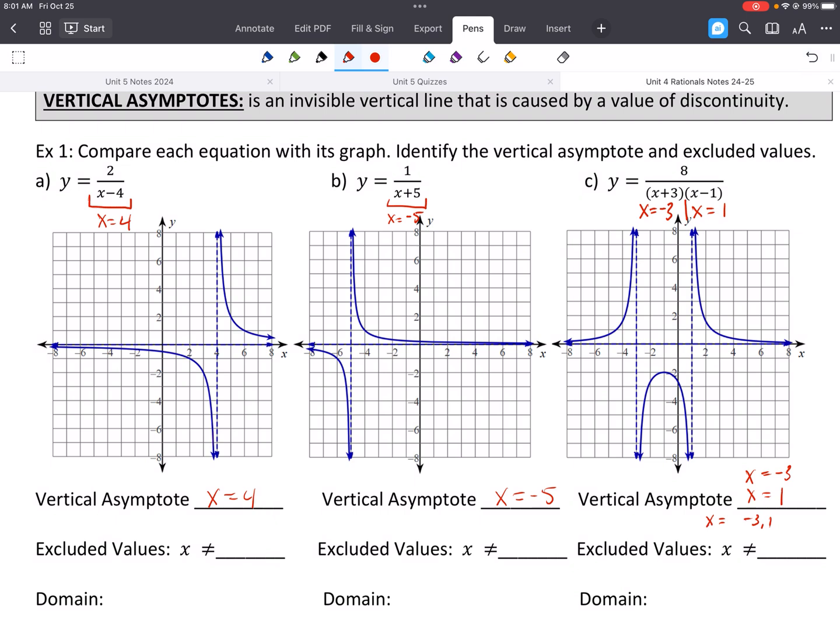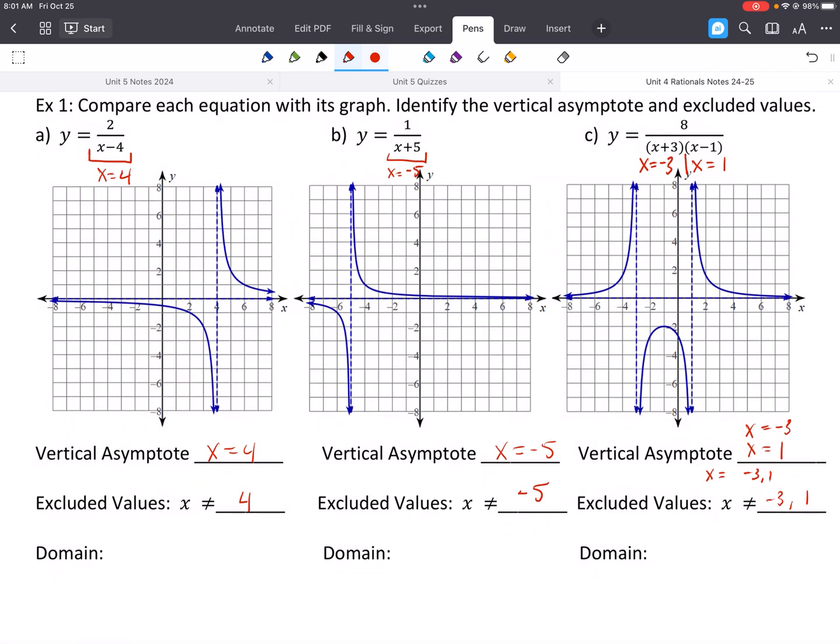All right, excluded values. Again, excluded values are the things that make the denominator 0. Maybe I should have done that first. So x can't be 4. For b, x can't be -5. And the excluded values for c, x cannot be equal to -3 or 1. And those you should probably write as a list of things that can't work, excluded values.